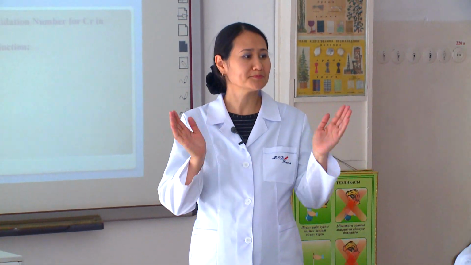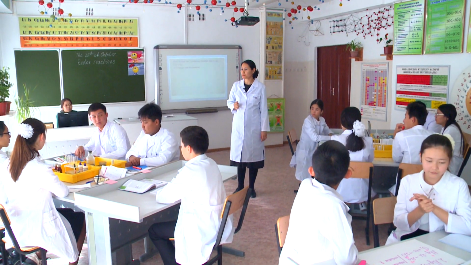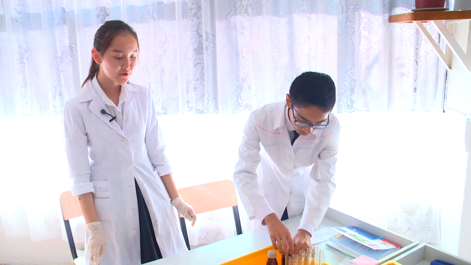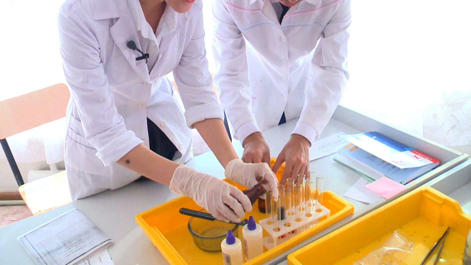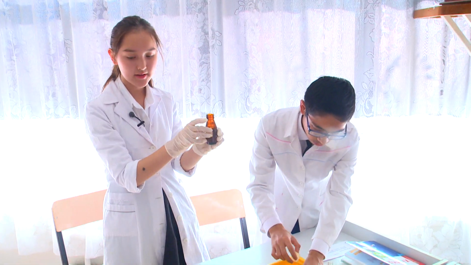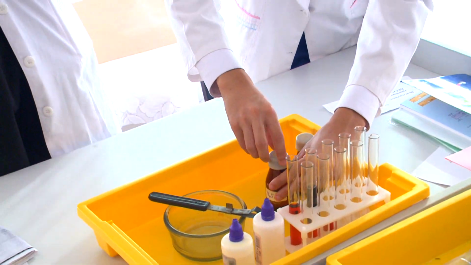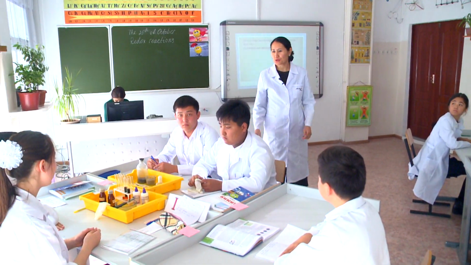Students, time is up. First group, start please. Show your experiment. Firstly, I take potassium dichromate and pour it into a test tube. Then I take sulfuric acid and pour it in. And after that I pour in peroxide. Okay, students, well done. Good job.